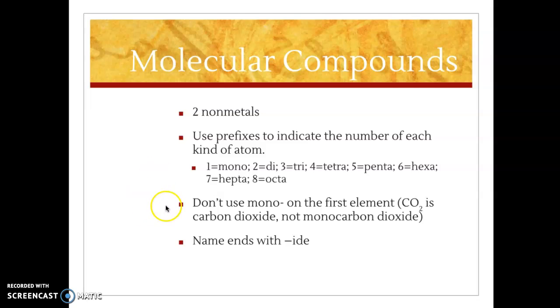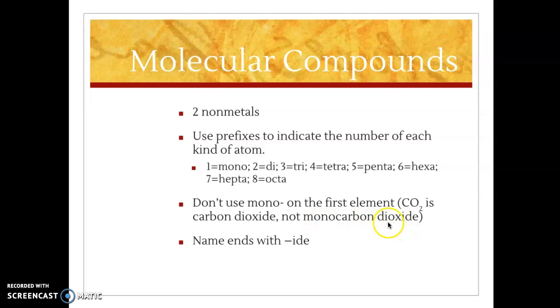Now, a couple more details with this. The prefix mono, we don't use that on the first element in this naming method. So CO2, we just call that carbon dioxide. We don't call it monocarbon dioxide. So the prefix mono is the only one that's dropped on the first element. The other prefixes like di, tri, tetra, so on and so forth, we would keep those on that first element. It's only mono that you drop, all right?